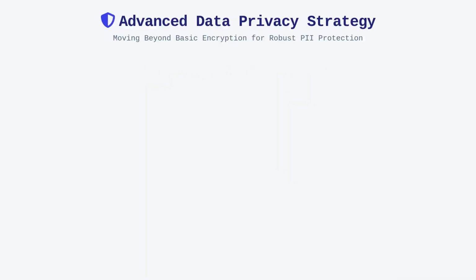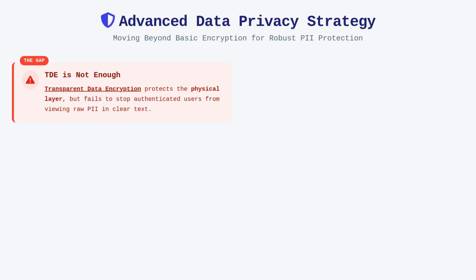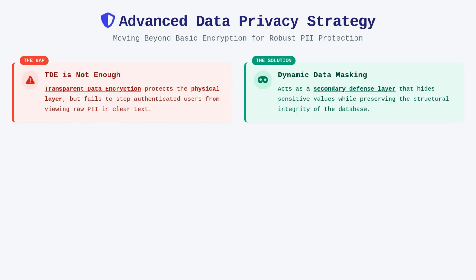In an era where data privacy is paramount, storing sensitive information such as personally identifiable information, or PII, requires a robust strategy that extends beyond mere encryption at rest. While transparent data encryption handles the physical layer of your storage, it does nothing to prevent an authenticated user from querying that raw data and viewing sensitive content in clear text. This is where data masking comes into play, serving as a secondary layer of defense that hides sensitive values from unauthorized eyes while maintaining the structure of the database.